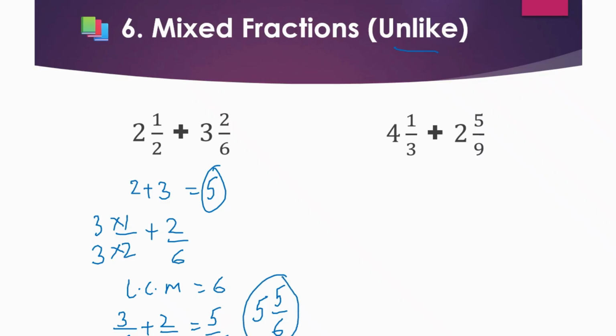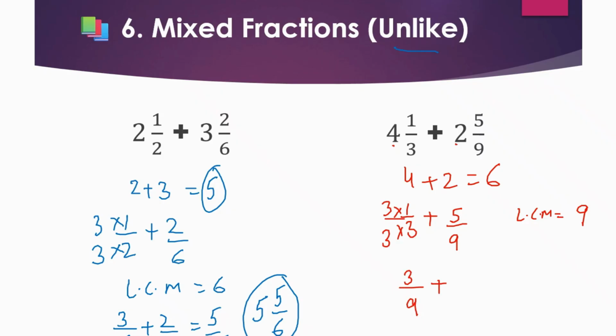Let's move on to the next part. Add the whole numbers. 4 plus 2 is 6. So 1 by 3 plus 5 by 9. The LCM of this is 9. We can multiply this fraction by 3 to get 9. This is 3 by 9 plus 5 by 9. 5 plus 3 is 8. So it's 8 by 9. Now let's combine the fraction and whole number. We get 6 and 8 by 9.